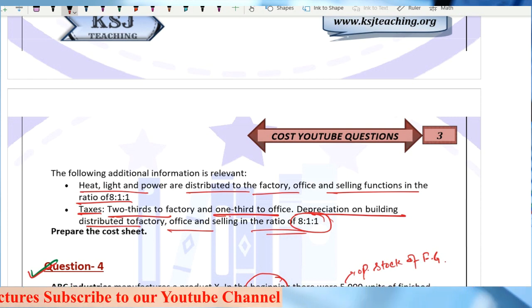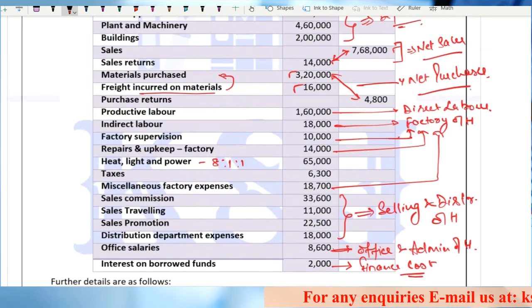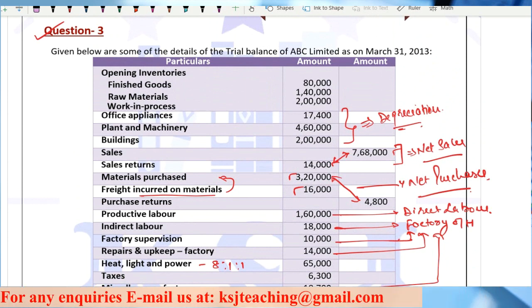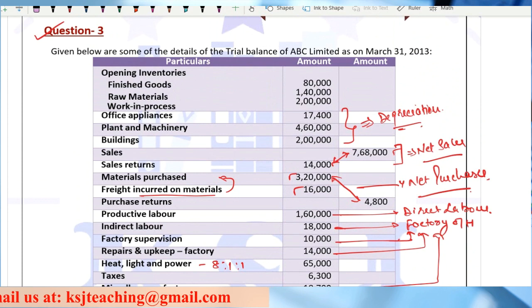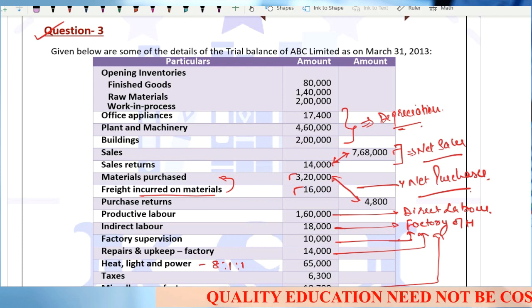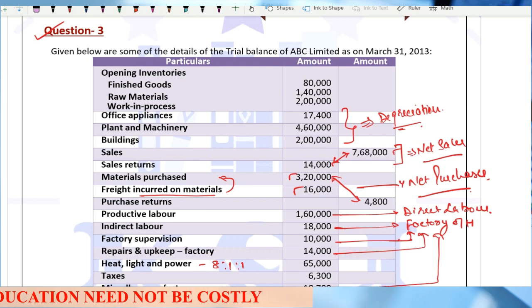Depreciation on building, he is saying. Because in a building, there is a factory area also. There is an office area also. There is a selling department also. Then sir, what about the depreciation of office appliances and plant and machinery? Sir, very much clear. The office appliances will be used where? In the office area. It will be taken to office and administration expenses. The plant and machinery is being used where? Sir, in the factory area. The depreciation on plant and machinery will be taken to the factory overheads. So it is very much clear directly.